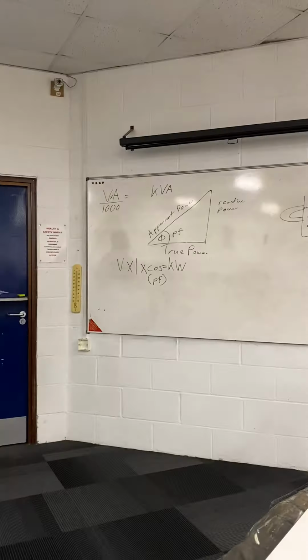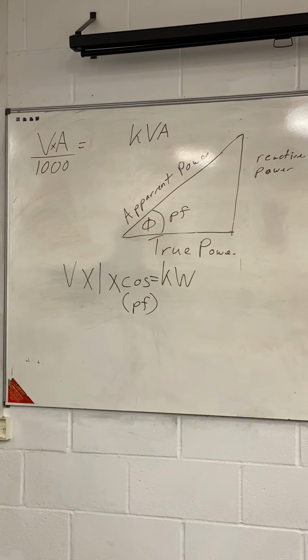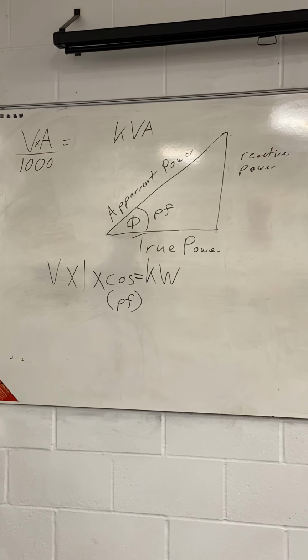Do you want me to put the equal sign in first? Well, and if you divide the whole formula by 1,000, it will give you it in kilowatts. Does that make sense so far? How do we work out the cosine?